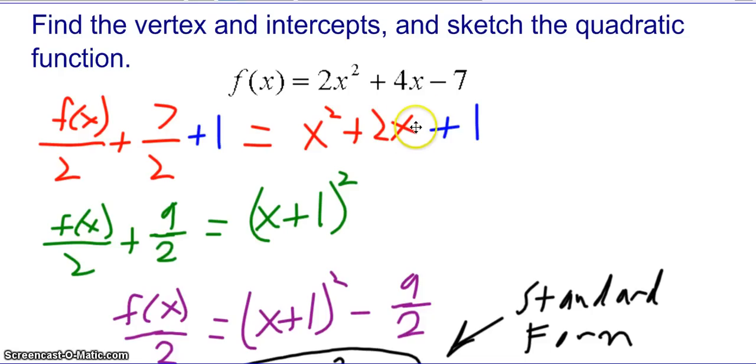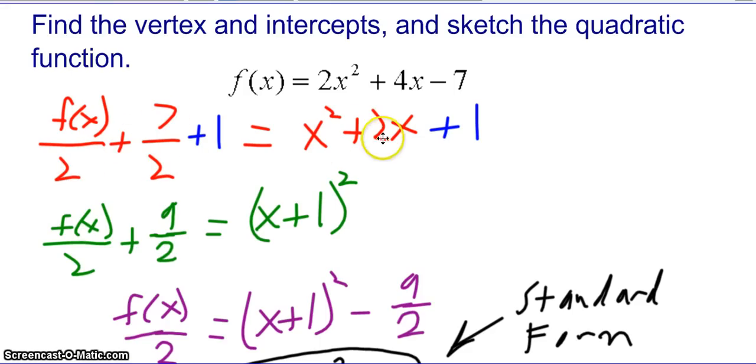So to complete the square, remember we need a leading coefficient of 1. So I divided everything by 2, and I also brought the 7 over to the other side to isolate the x squared and x term. So that's how I ended up with f of x over 2 plus 7 over 2 on this side.